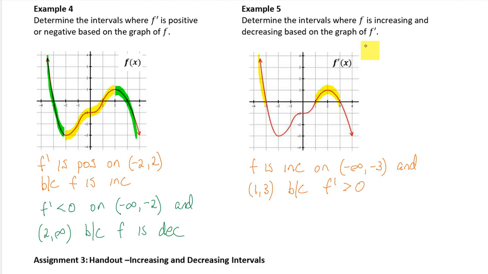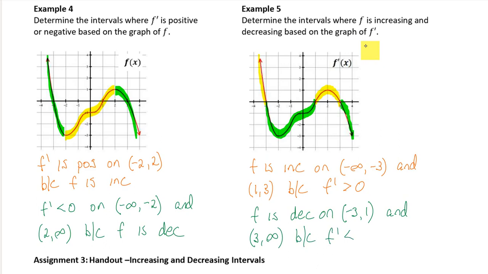And likewise, I can do the same thing for f prime being negative. So I've got negative here and negative here. So I would say that f is decreasing on, what do we got here? -3 to 1 and 3 to infinity because f prime is less than 0 or negative.